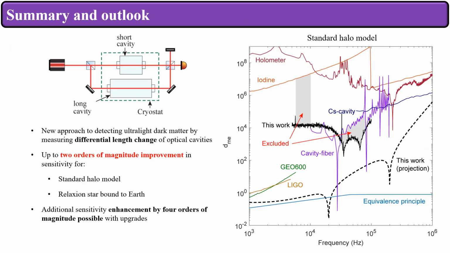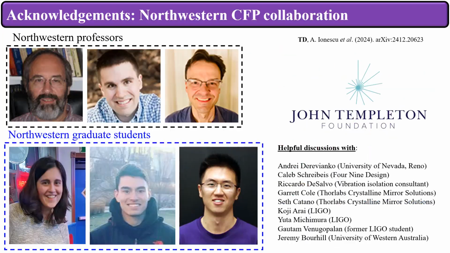In summary, I have presented a new approach to detect dark matter using optical cavities. While we didn't find dark matter, we improved previous limits by up to 2 orders of magnitude for the standard halo model and the relaxion star bound to Earth. With the lessons learned from our first dark matter observing run, our detector is capable of almost 4 more orders of magnitude improvement in sensitivity with future upgrades.